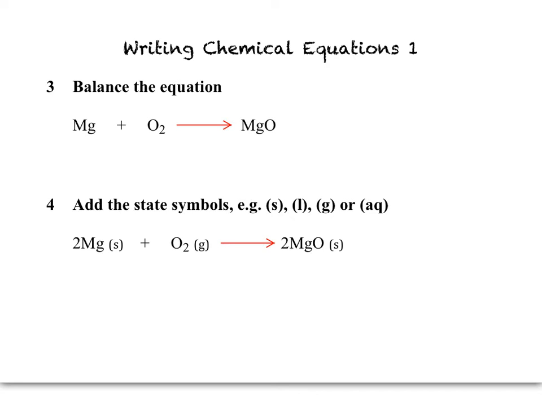Balance the equation. On the left-hand side, we have one Mg atom. On the right-hand side, we have one Mg atom. On the left-hand side, we have 2 oxygen atoms. On the right-hand side, we have 1 oxygen atom. Now you cannot simply add a second oxygen atom to the magnesium oxide, as this does not exist.